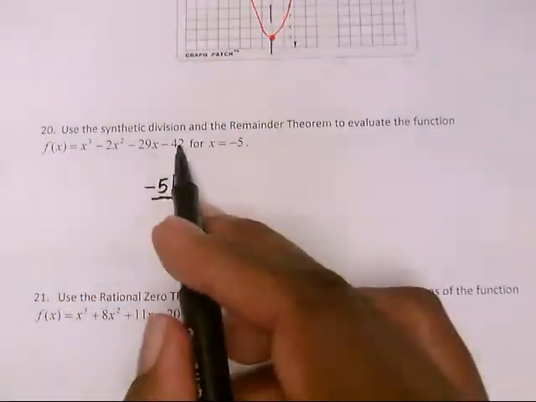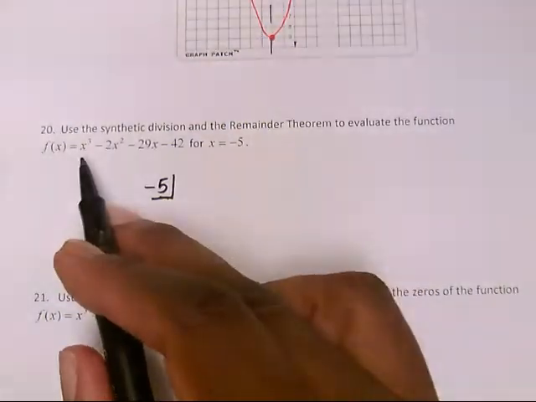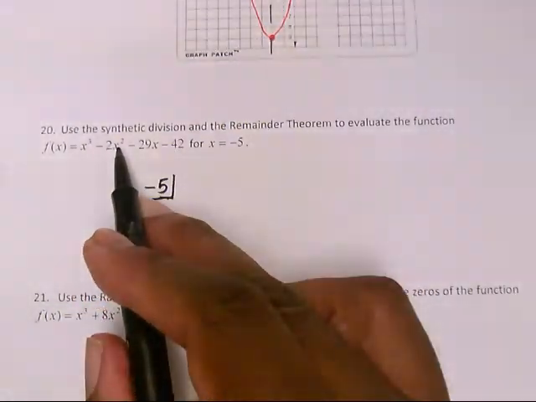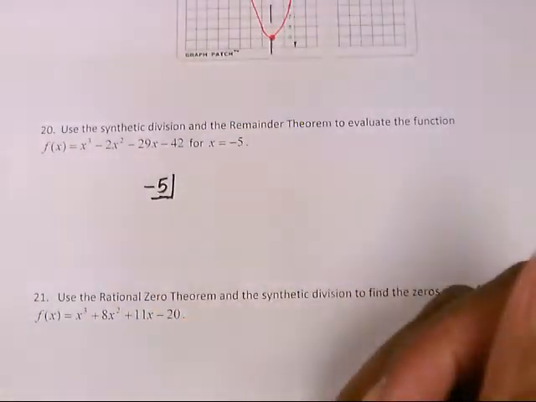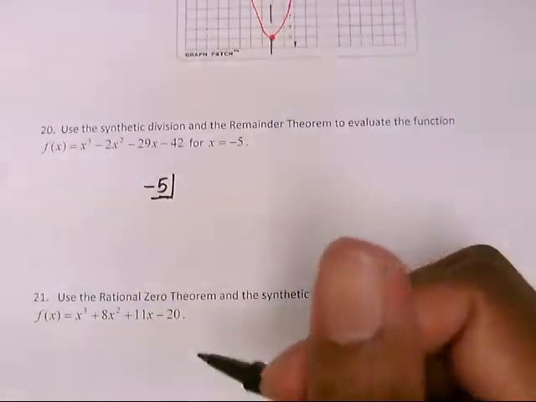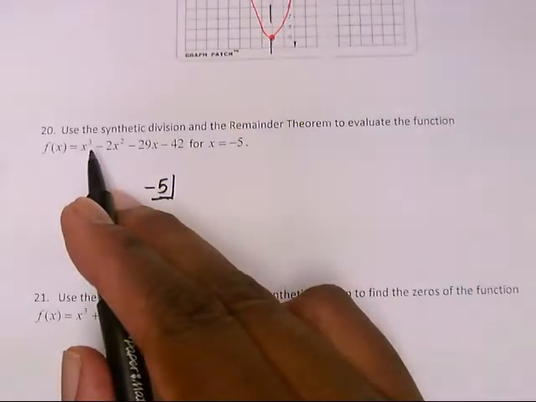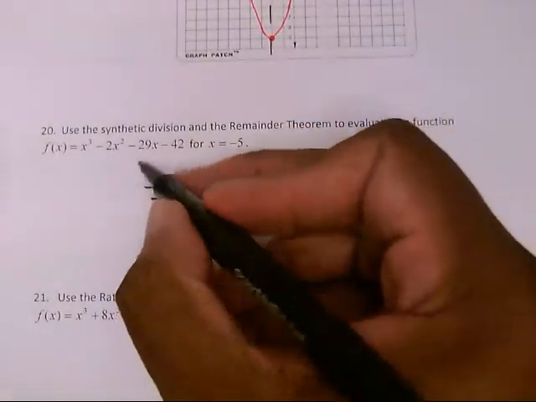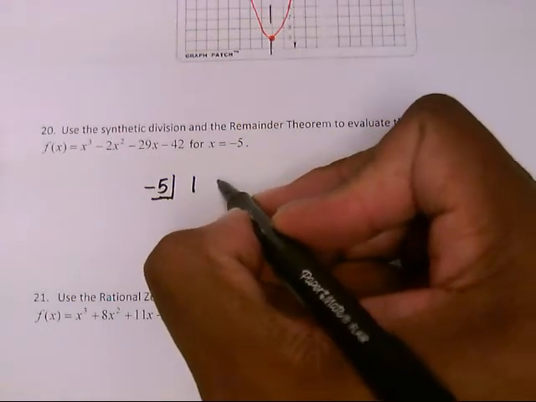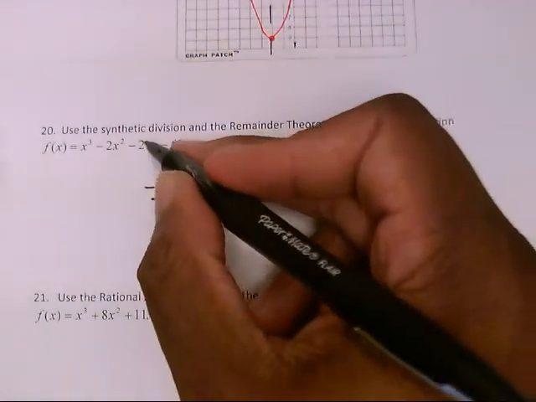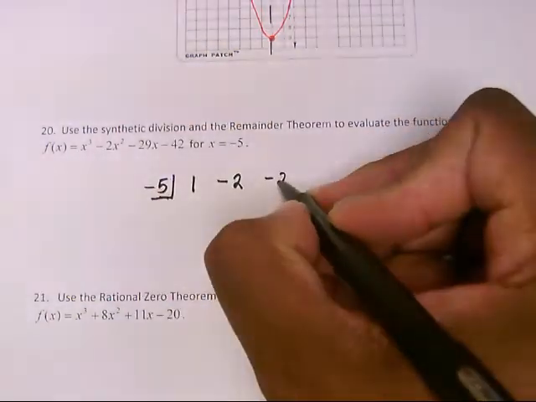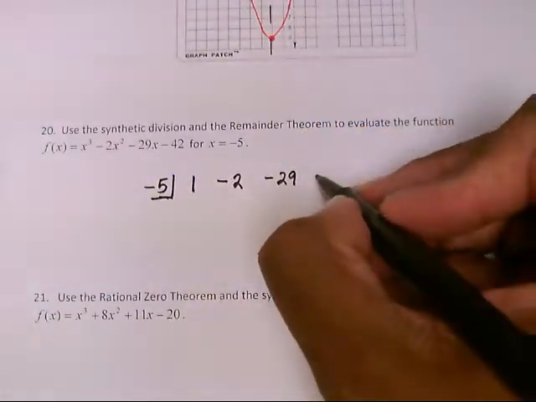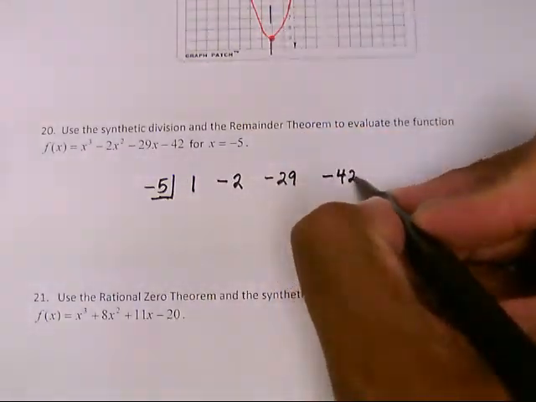Now, in the f of x function, there are no missing terms here. I got x cubed, I got x squared, I got the x, and I got the constant. So I can go ahead and write their numerical coefficients. For the x cubed, that coefficient is 1. For the x squared, that coefficient is negative 2. For the x, that coefficient is negative 29. The constant is a negative 42.